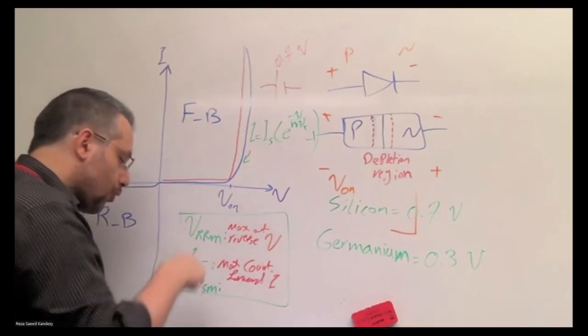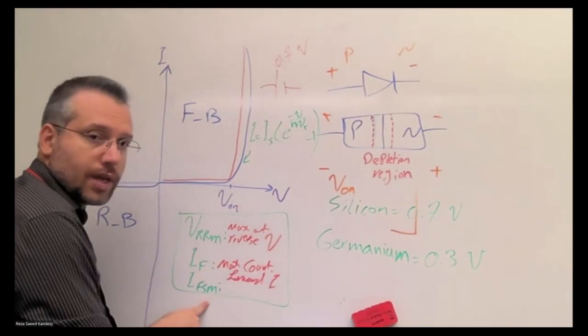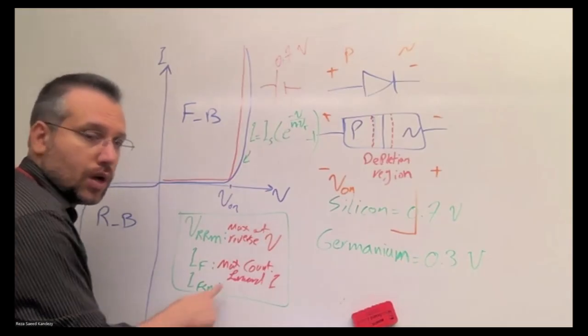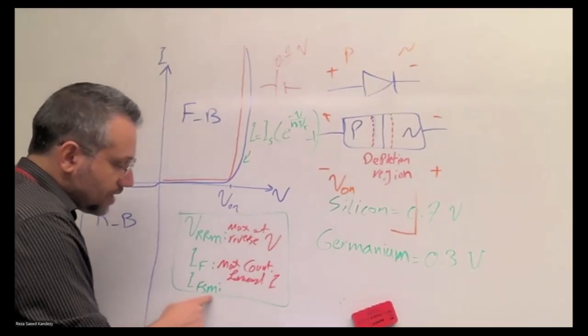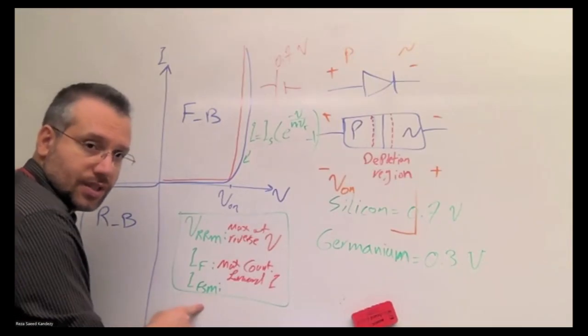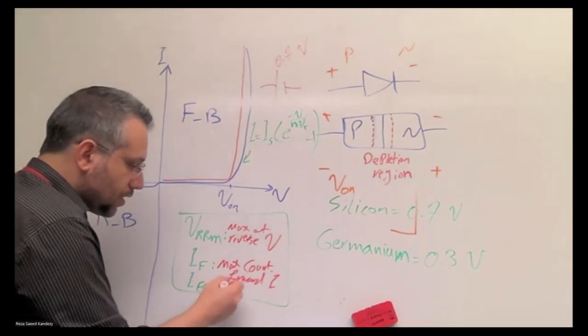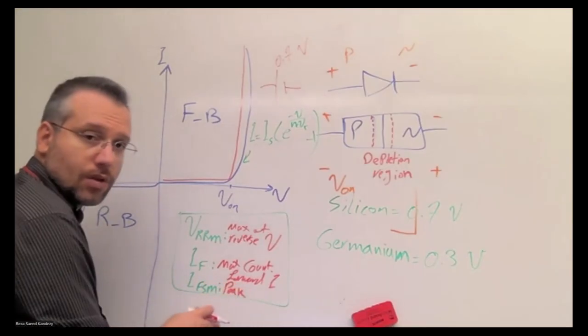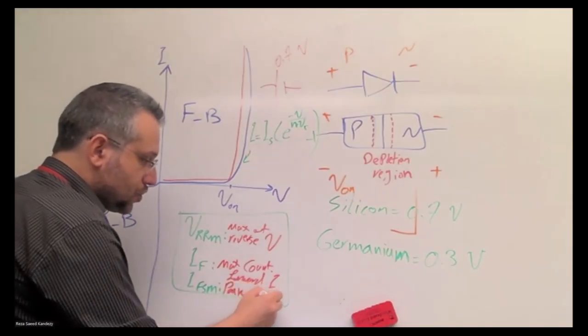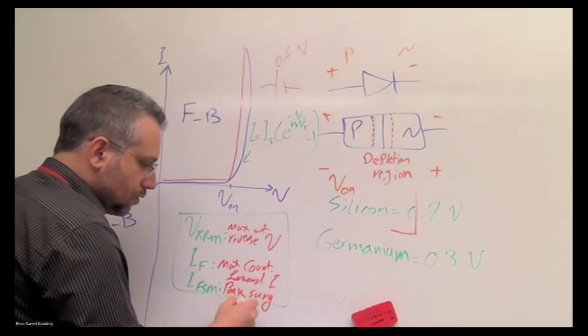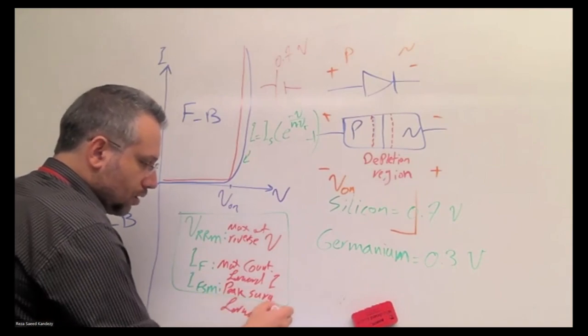The third most important characteristic that we need to pay attention to when we read the datasheet is IFSM. Now, this is the peak surge forward current.